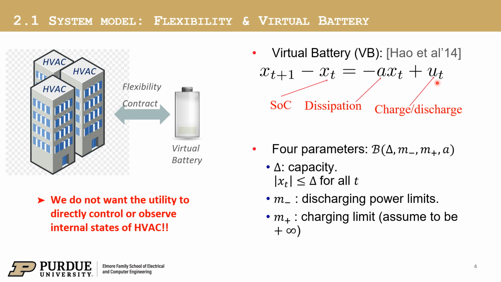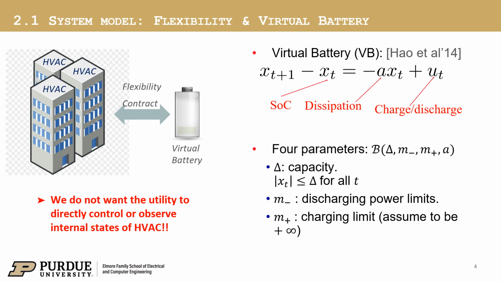Here u_t denotes the energy charged or discharged to the virtual battery. The variable x_t denotes the state of charge (SOC) of the VB. The variable a denotes the dissipation rate of the VB. There are additional parameters associated with the VB. Delta denotes the VB energy capacity, minus denotes the discharging power limit, and plus denotes the charging power limit, which we assume to be infinite.